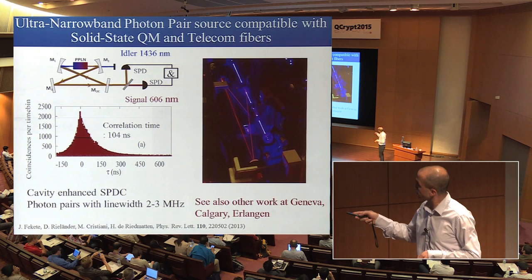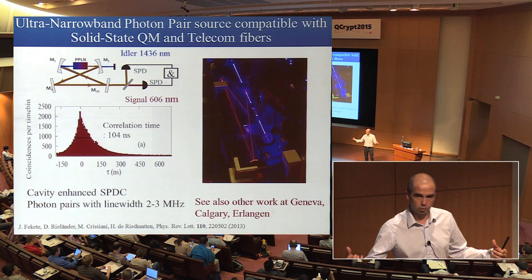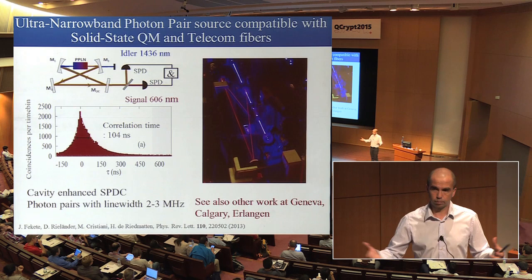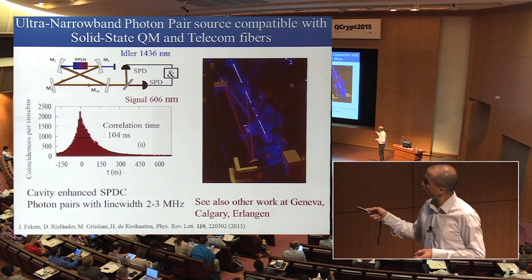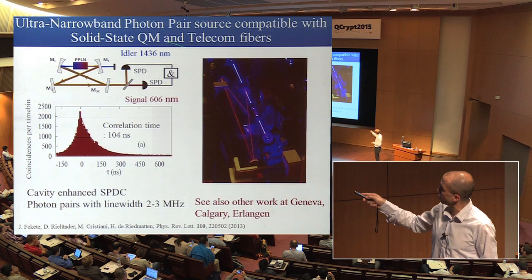We actually did this experiment, this source. The challenge here is that you could use just parametric down conversion as a source because it's very flexible. You can have photons at many different wavelengths, you can choose basically your wavelength. But parametric down conversion creates photons with a bandwidth typically of 100 gigahertz or 1 terahertz, so very large. What we did to overcome this is we put the crystal inside an optical cavity. And we generate one photon at 606 nanometers to be resonant with the praseodymium memory and the other photon at 1436.